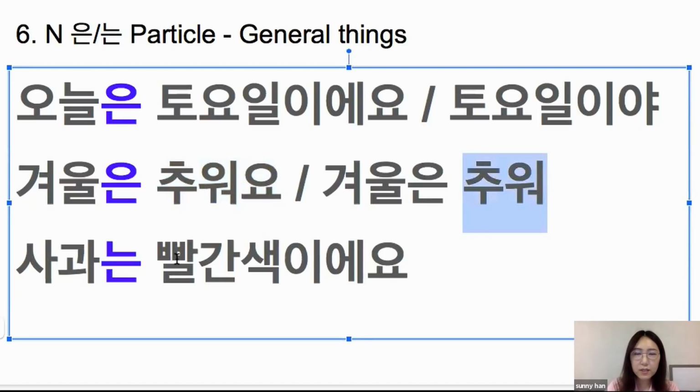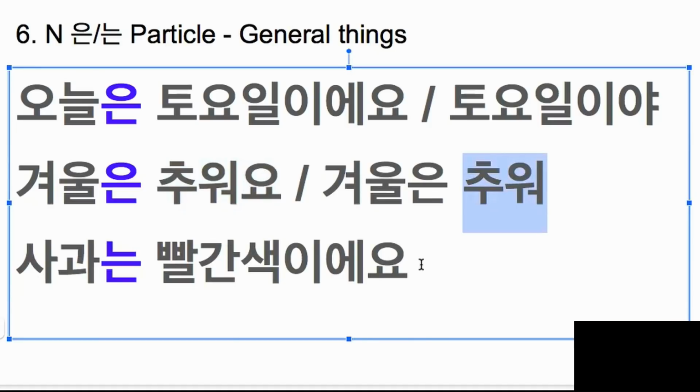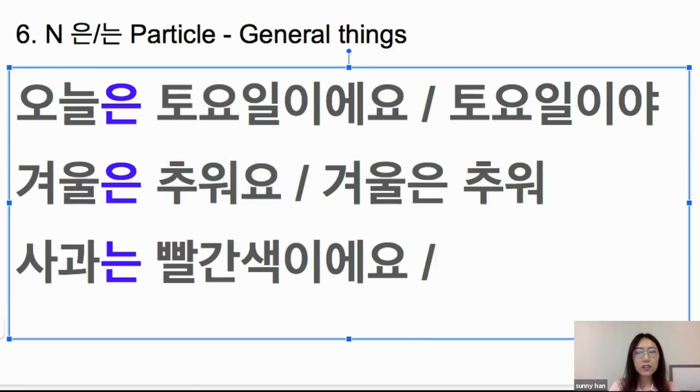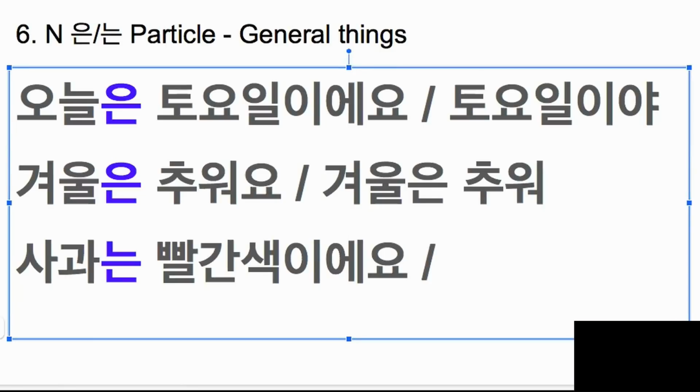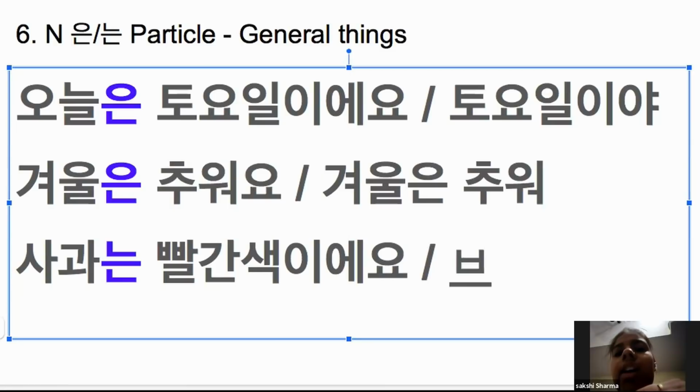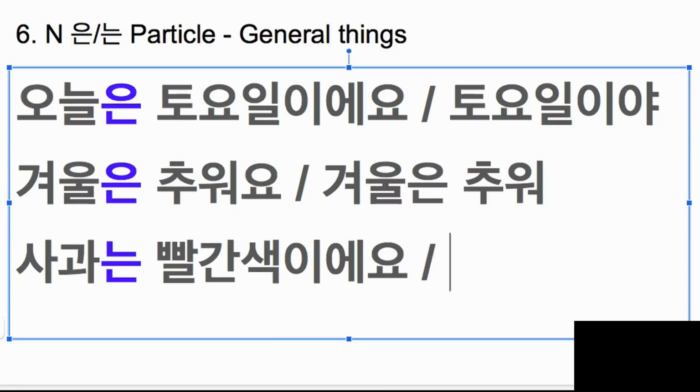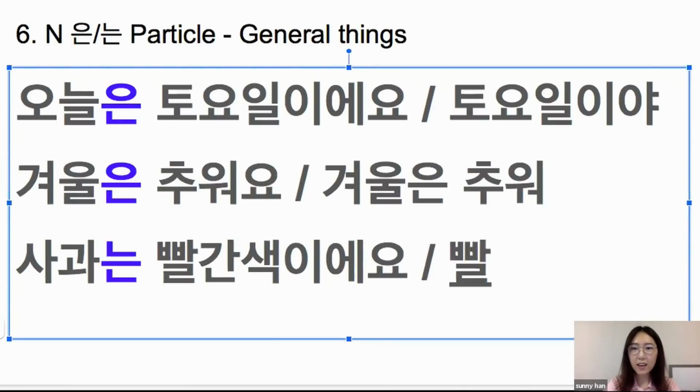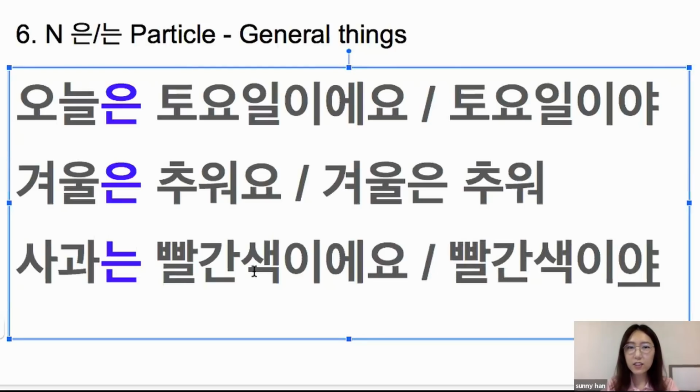Apple, red color. 사과는 빨간색이에요. Okay. What about informal way? 사과는 빨간색이야. 빨간색이야. Very good. Good. 사과는 빨간색이야, right?